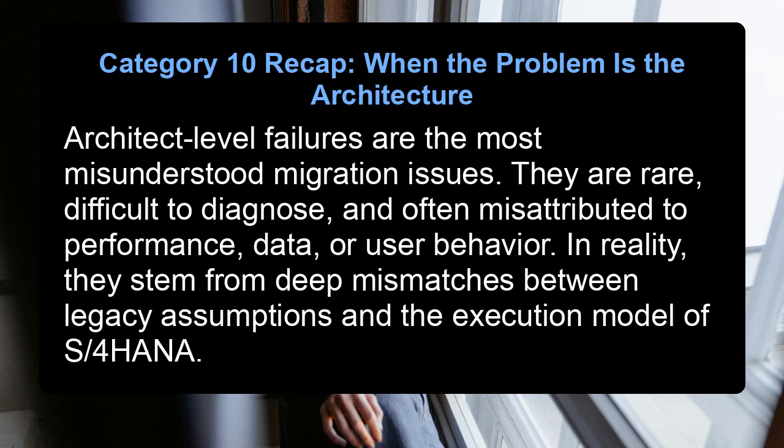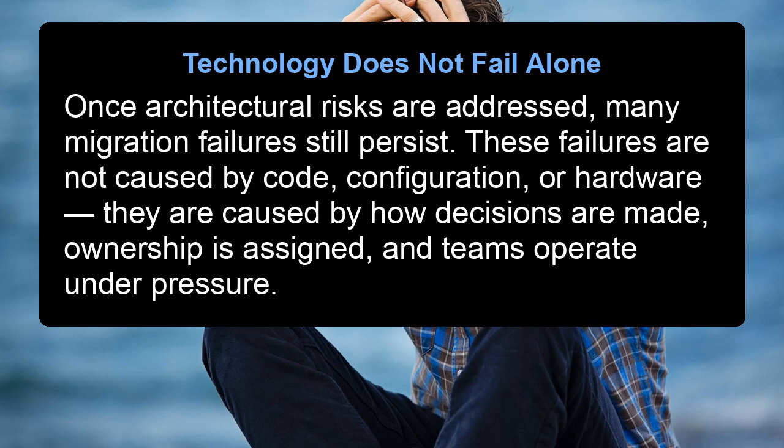Category 10 recap. When the problem is the architecture. Architect-level failures are the most misunderstood migration issues. They are rare, difficult to diagnose, and often misattributed to performance, data, or user behavior. In reality, they stem from deep mismatches between legacy assumptions and the execution model of S4 HANA. Technology does not fail alone.